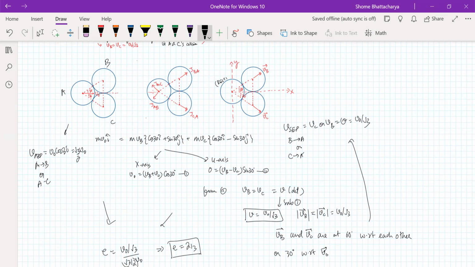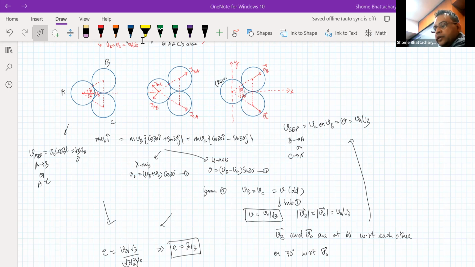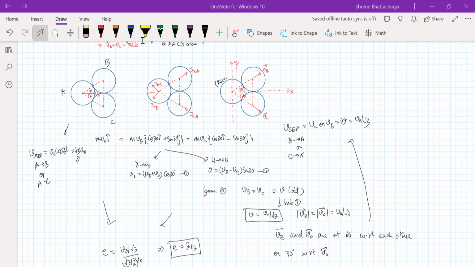So in the y-axis, because VB and VC are equal in this case, they cancel each other out. Yes, exactly. VB's momentum has a positive y component and VC's momentum has a negative y component, and they have to cancel each other because A's velocity initially did not have a y component.